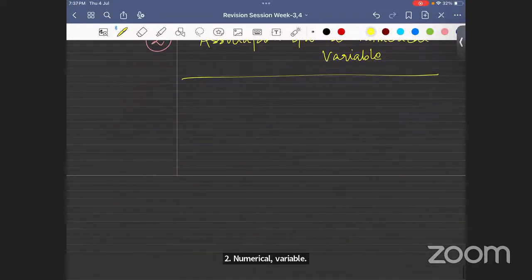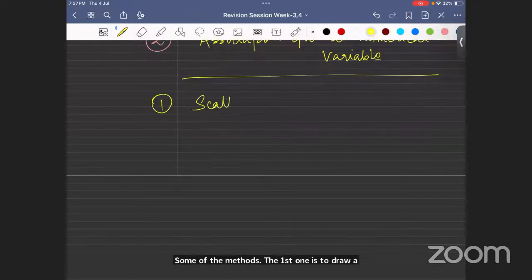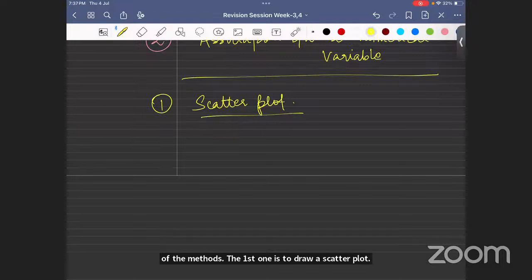Okay, so for two numerical variables, we have some methods. The first one is to draw a scatter plot. You can be given two different numerical variables like height and weight, or age and weight, or age and height. It's pretty simple.